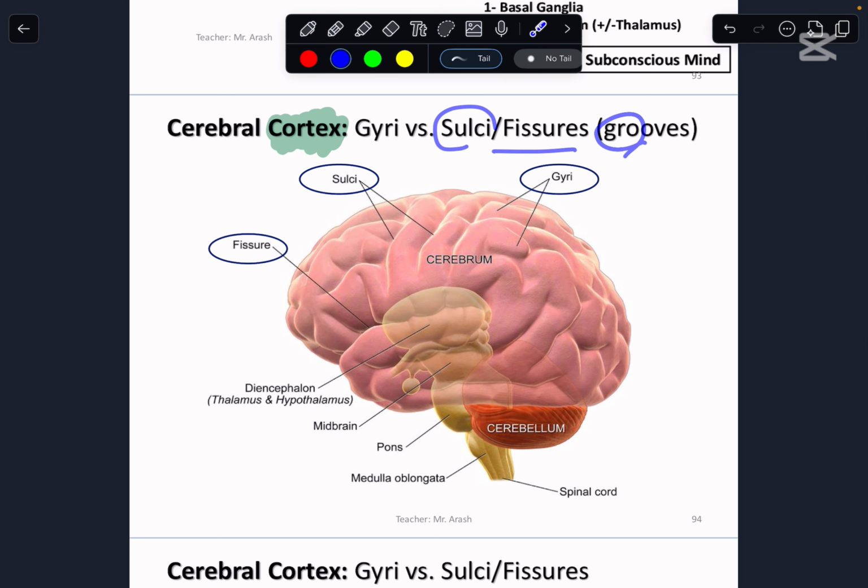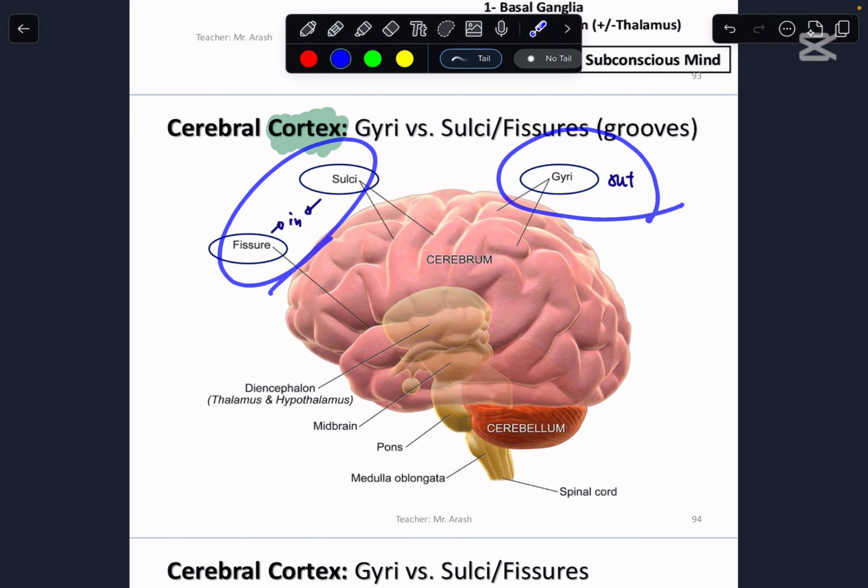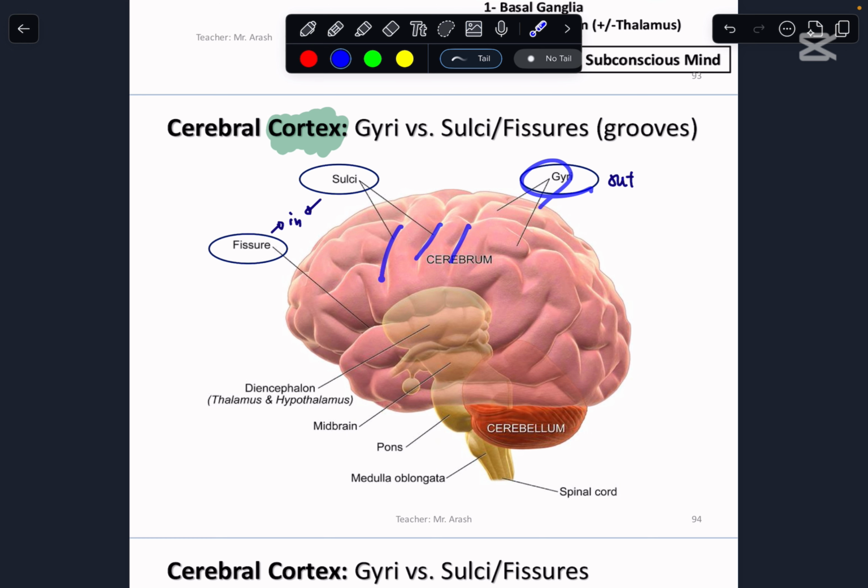Those are the grooves. So you can see essentially the gyri are the stuff which are coming out. These are coming out, and then the sulci and fissures, those are going in. So what does that mean? If you remember my paper folding that I did in class, the parts of the paper that you would see on the surface, right, they would be bulging out. That would be the gyri, and then these deep cuts, as you can see, we call them sulci or fissures.